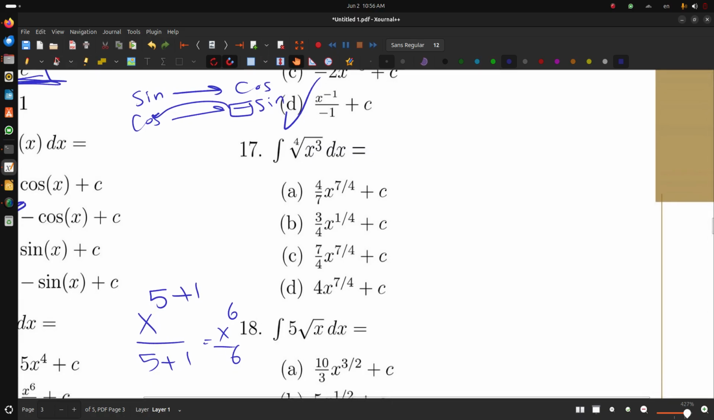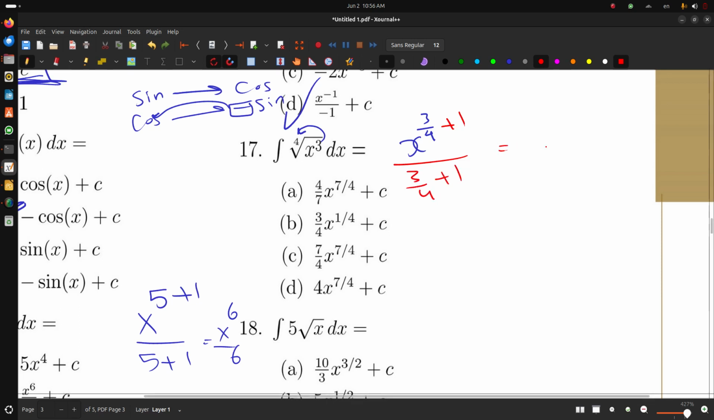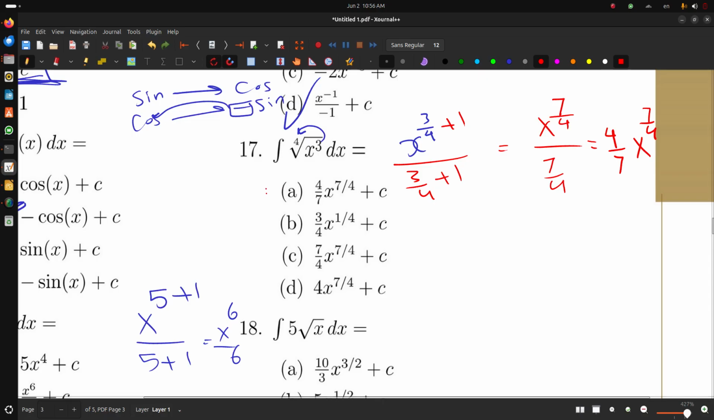Okay, next. You have a fourth root, so how you do it, you will change it to a power, so you will say this is equivalent to x power 3 divided by 4, and then you will use the inverse power rule, which is adding 1 to this power and dividing by the new power. If you add 1 to 3 over 4, it will be 7 over 4, and we will divide by the new power. If you want to simplify, it will be 4 over 7 x power 7 over 4, which is the first option.